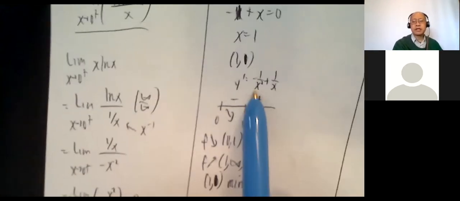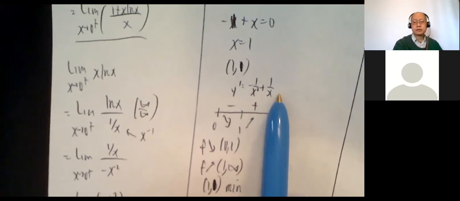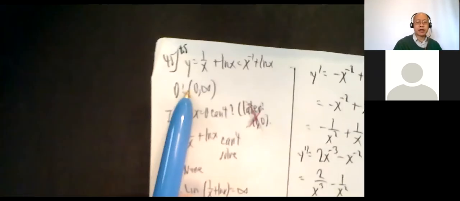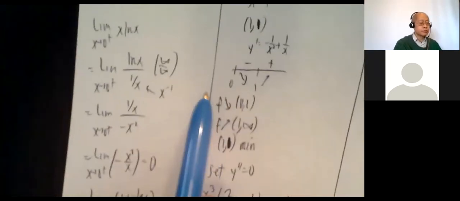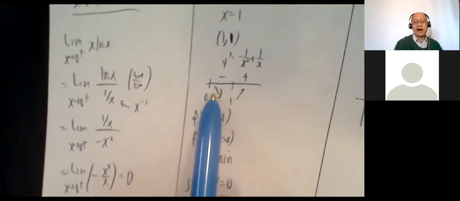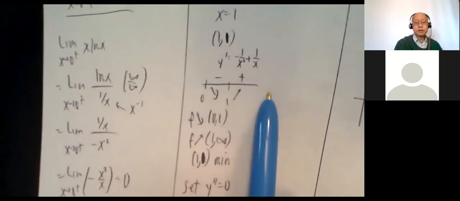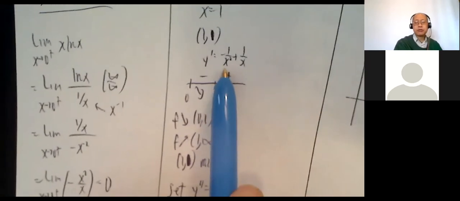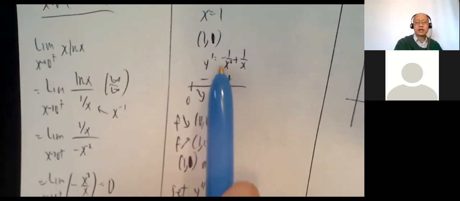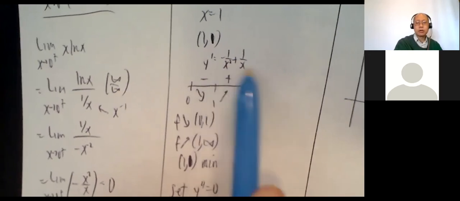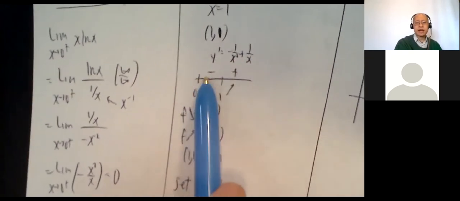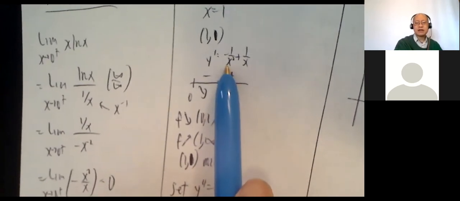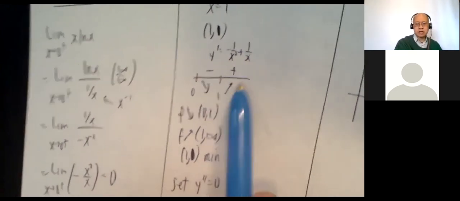Sign chart. y prime is negative 1 over x squared plus 1 over x. I have to put down 0 because I'm not allowed to go past 0, right? So I have to plug in a number like 0.5. If you plug in 0.5, you'll show that it's decreasing. 0.5 squared is 0.25. Negative 1 divided by that is negative 4. Negative 4 plus 2, it's negative. If I plug in 2, that's like negative 1/4 plus a half, that's positive.